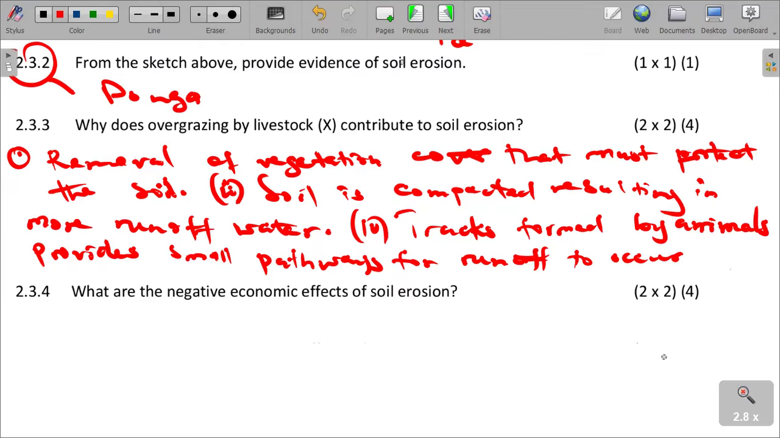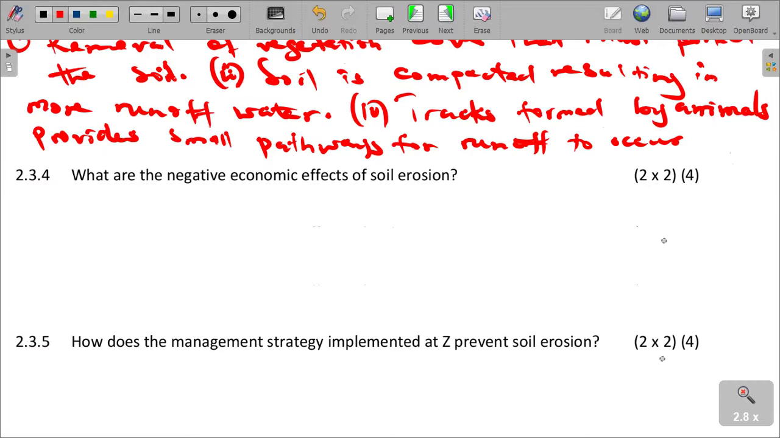2.34. What are the negative economic effects of soil erosion? It lowers crop yields. Crop yields are reduced because there is less fertility on the land. So erosion results in lower yields.